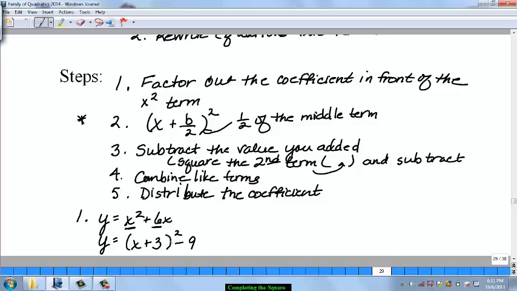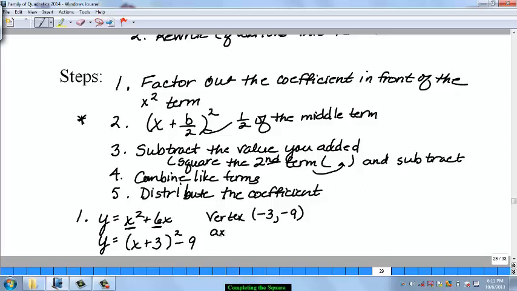Now this is in vertex form. Now if I look at this right here, I want to know my vertex. Well, the vertex of my formula is always (h, k). Well, here's my h, here's my k, and you always got to change the sign in the parentheses. So my vertex, or my turning point, is (-3, -9). You keep the sign here. You just change the one on the inside.